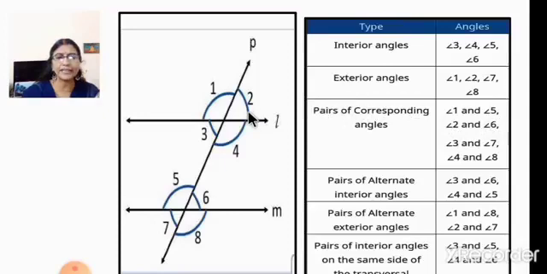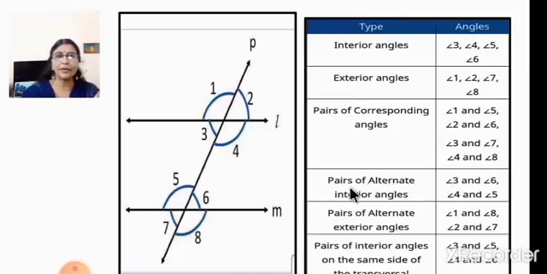Similarly, if we take angle 2, which is on upper right, so we will take angle 6. These two are corresponding angles, angle 2 and angle 6. Now if we take angle 3, which is on the lower left side of the transversal, here we will take angle 7. So angle 3 and angle 7. Similarly, if we take angle 4, which is on lower right side, here also you see lower right side is angle 8. So angle 4 and angle 8 are corresponding angles.